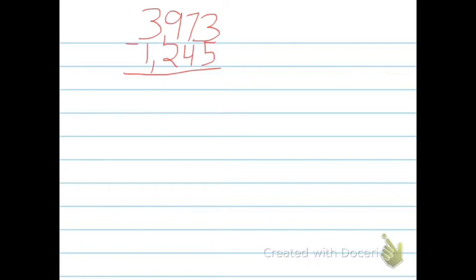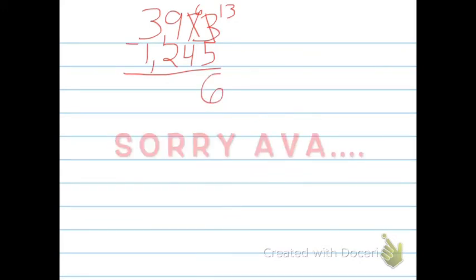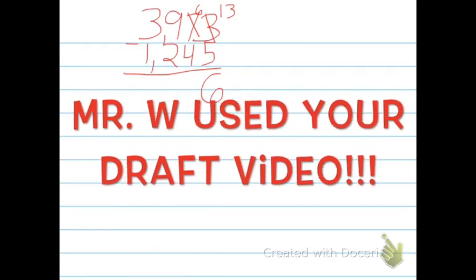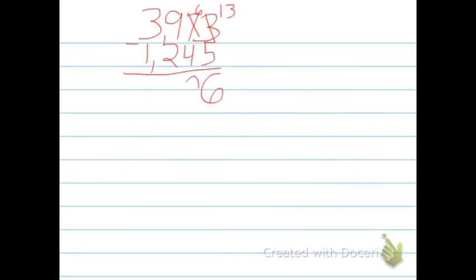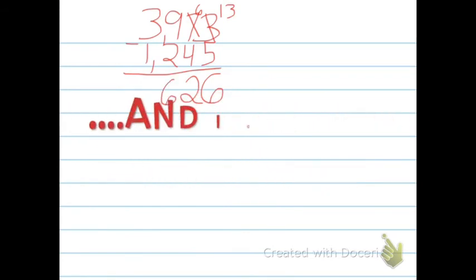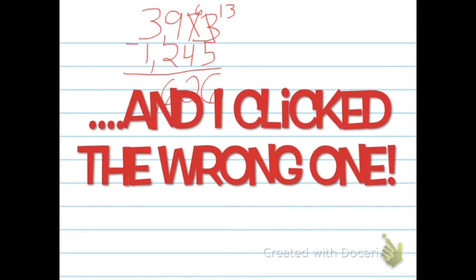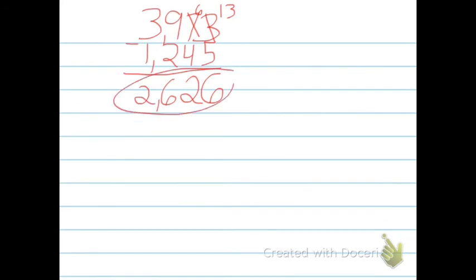So you're going to borrow from the 7, and you're going to make that a 6. You're going to take the 3, and you're going to make it a 13. Then you're going to subtract 13 minus 5, which equals 8. Then you're going to subtract 6 minus 4, which equals 2. Then you're going to subtract 9 minus 2, which equals 7. Lastly, you're going to subtract 3 minus 1, which equals 2. That is your answer.